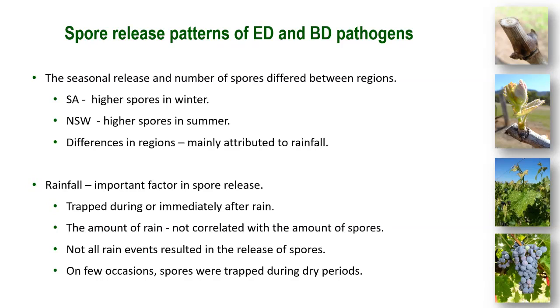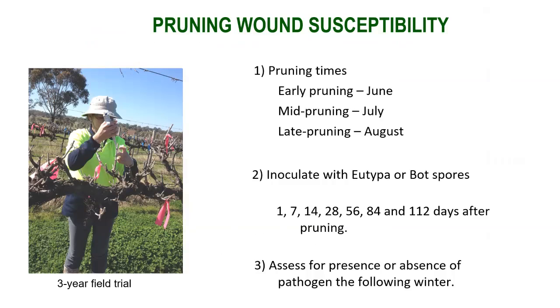But just based on this data, we found that the Eutypa and Botryosphaeria spores are released in the vineyards all year round. So these spores can potentially infect any pruning wounds that you make on your vines. So as part of our work, we also look at pruning wound susceptibility to determine how long these pruning wounds are susceptible to these spores. We also look at the optimum pruning time, whether if you do your pruning early or delay it in winter, whether it will reduce infections.